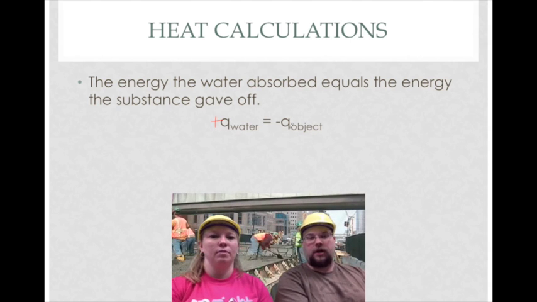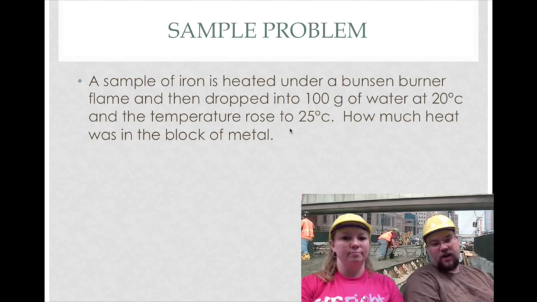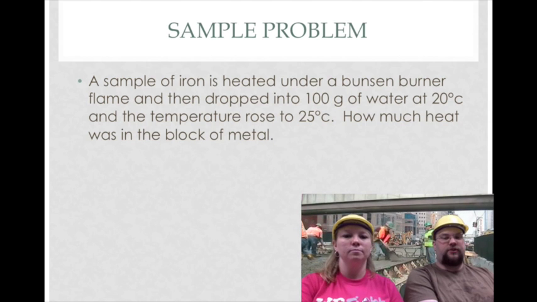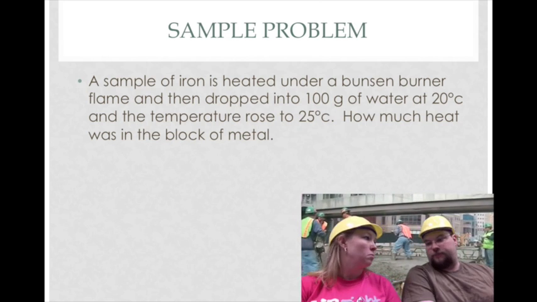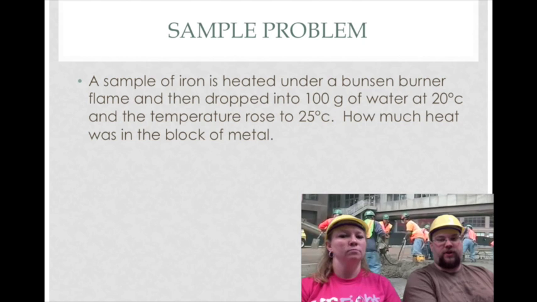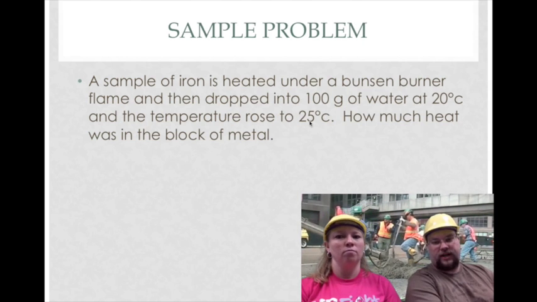Okay. All right, so we have a little sample here. Sample of iron. So we took a block of iron, we heated it under a Bunsen burner, because why wouldn't you? That's what we do. And we dropped it into 100 grams of water. Fun fact, a milliliter is a gram, so 100 milliliters is 100 grams. Oh, that's pretty easy to remember. All right, so the water started at 20 degrees Celsius, and it ended at 25. So it went up 5 degrees.